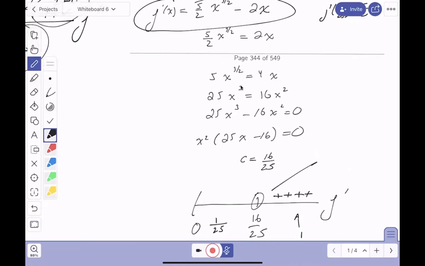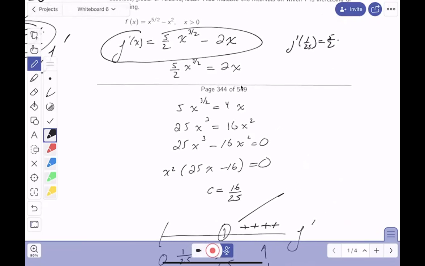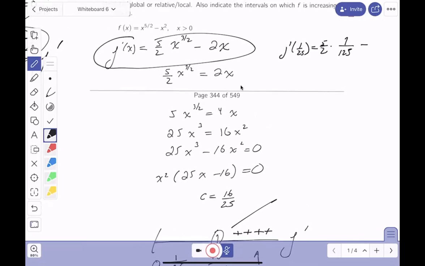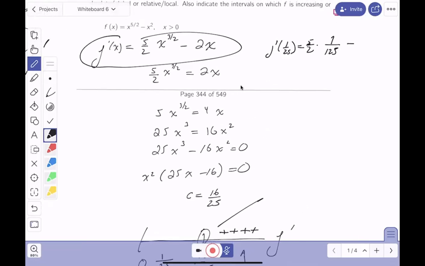What's the square root of 1/25? 1/5. But I'm cubing it, so it's 1 over 125 minus, well, again, I'm plugging in 1/25, right? So it's 2 times 1/25, which is 2/25.